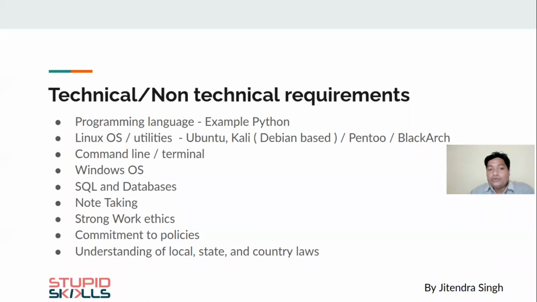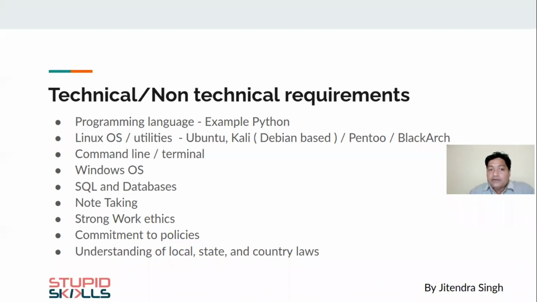Then you should know how to write SQL queries and have some background knowledge of databases, as to what relational databases and NoSQL databases are, and how information is stored, how data and different file formats are there, like XML and JSON or YAML. So all of these will help you.